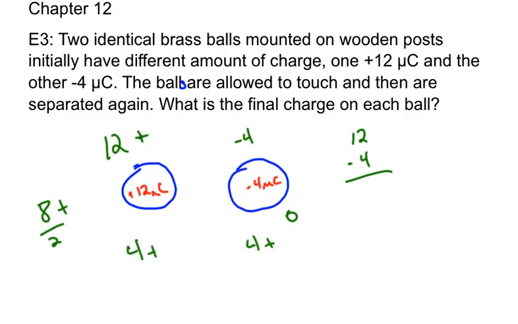So now the balls have a 4 plus charge and a 4 plus charge. Okay, so 4 went over to make this one neutral. This one was left with 8, and then 4 more decided to go over because they want to spread out as evenly as possible. So that's your answer right there.